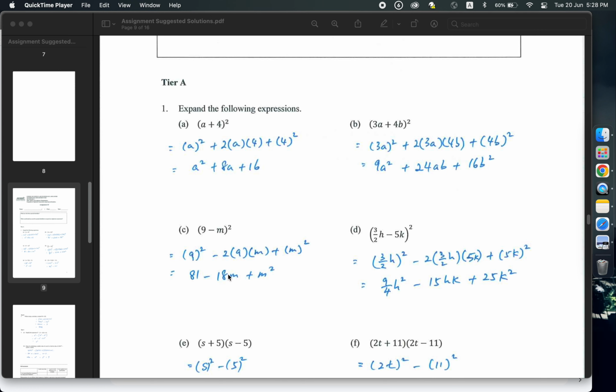Over here, same situation now. So we have 9 squared minus 2 times 9 times m plus m squared, 81 minus 18m plus m squared.